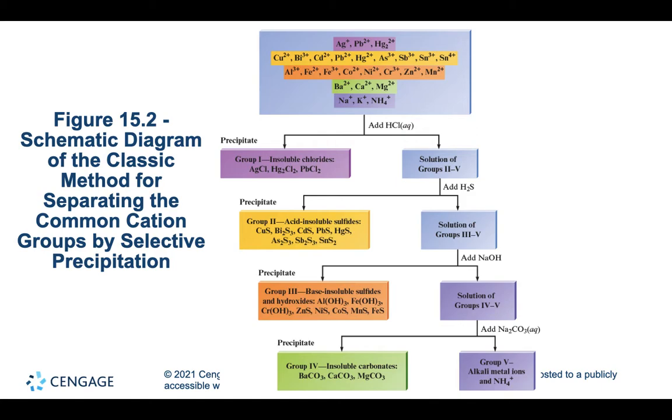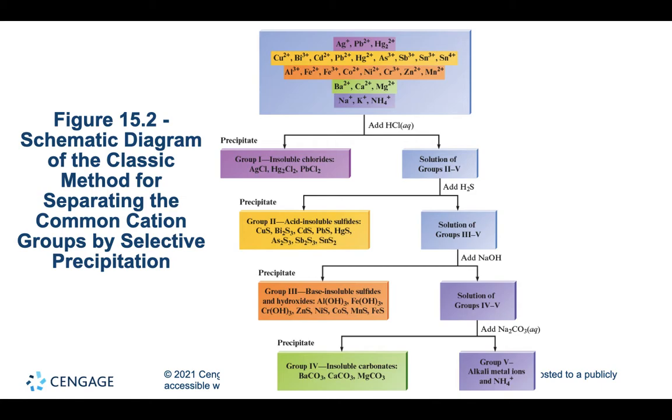So this would be how you would start with a large set of ions. How many do we have here? 3, 4, 5, 6, 7, 8, 9, 10, 11, 12, 13, 14, 15, 16, 17, 18, 19, 20, 21, 22, 23, 24, 25, 26. 26 ions. 26 positive cations.